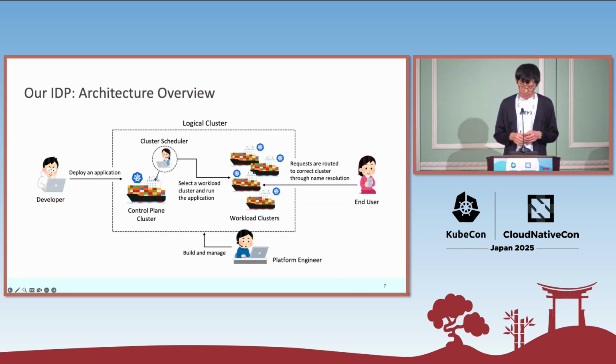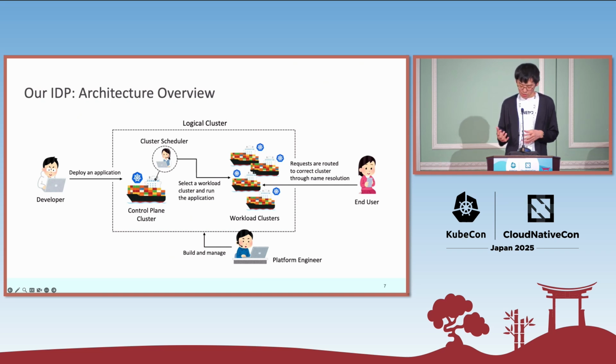And this is a high-level architecture of the platform. It's composed of a single control plane cluster and multiple workload clusters. And these Kubernetes clusters form one large logical cluster. The control plane cluster handles all operations from developers. So if a developer requests a cluster to deploy an application, the cluster scheduler running on it selects a workload cluster and deploys the application on the workload cluster.